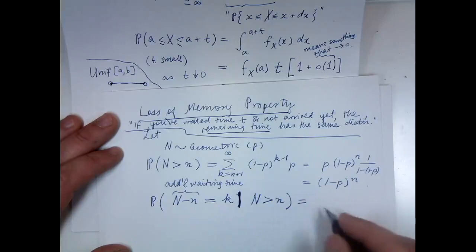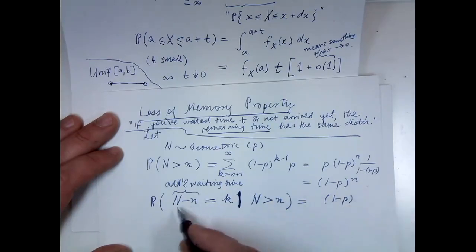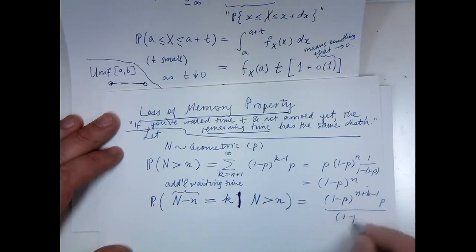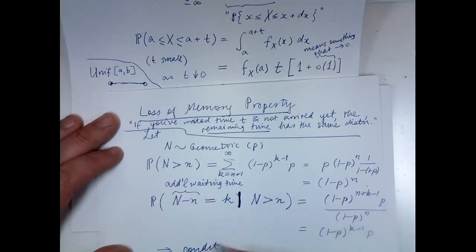That's equal to, well, I can just write it, (1 minus p) to the power, now it has to be N equals little n plus k, so n plus k minus 1, times p, divided by (1 minus p) to the power n, which is, of course, (1 minus p) to the power k minus 1 times p.